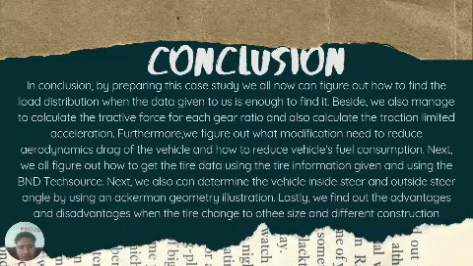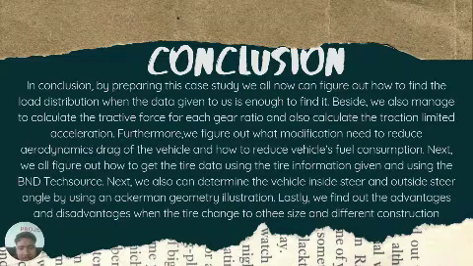Next, we all figure out how to get the tire data using the tire information given and using the VIN test source. Next, we also can determine the vehicle inside steer and outside steer angle by using an Ackermann geometry illustration. Lastly, we find out the advantage and disadvantage when the tire changes to other size and different construction.